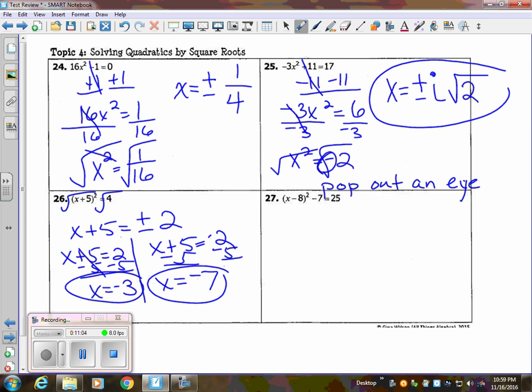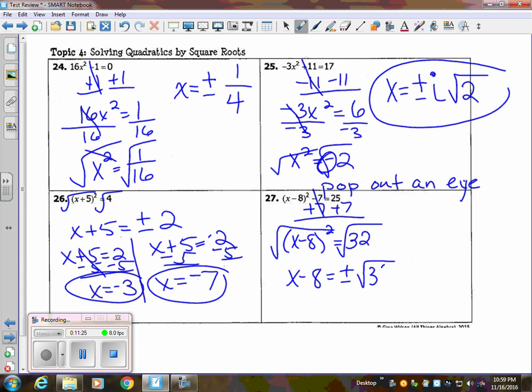Okay, 27. Got to move that 7 first. Add it to the other side. We've got (x minus 8) squared equals 32. Now what? You're right. Square root. We've got x minus 8, don't need the parenthesis anymore, equals both a positive and negative square root of 32. Next, I need to get rid of my 8, so I'm going to add it to the other side. X equals 8 plus or minus square root of 32.